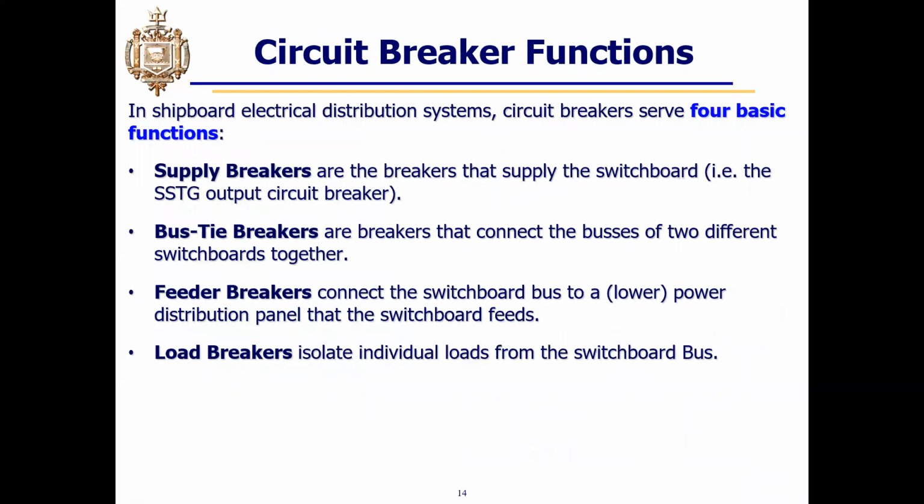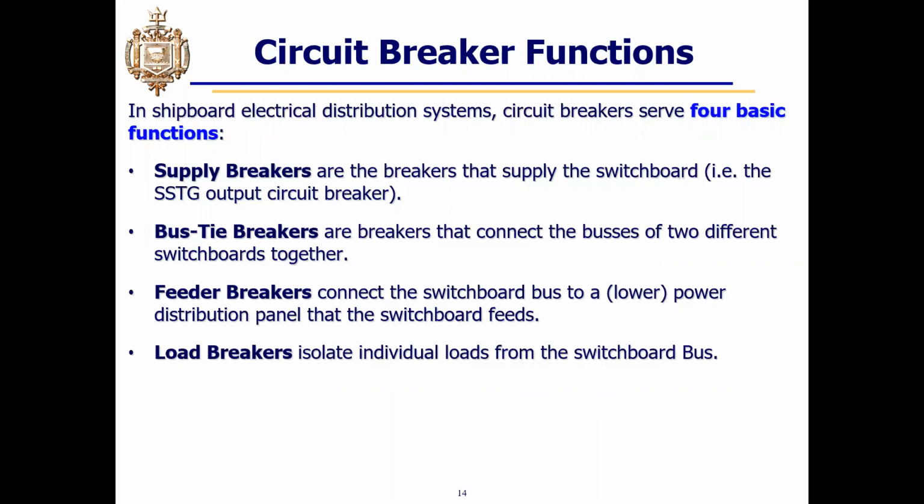You have what are called bus tie breakers. Bus tie breakers tie two different buses together. So if you want to tie your starboard buses to your port buses, you will have a bus tie breaker which separates them and allows you to parallel them or to operate split plant. So you can have it open or shut with the circuit breaker position depending on your desired mode of operation.